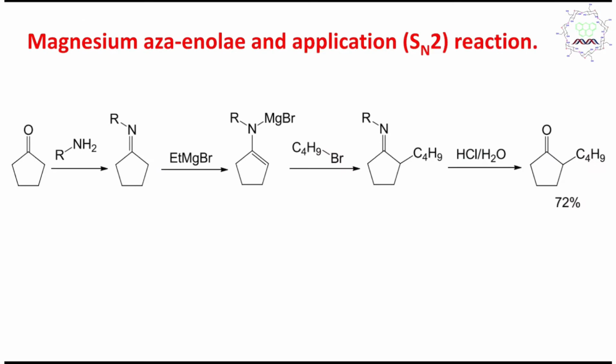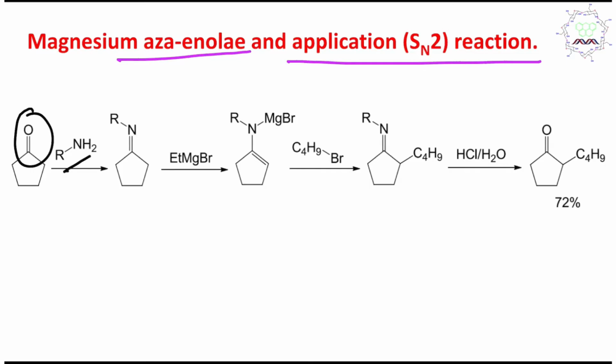Now let's discuss another one, the magnesium azaenolate and its application in SN2 reaction. The previous one was also an SN2 type reaction, but this is a different type of reaction. First, this azaenolate is prepared. For preparation, the carbonyl first reacts with an amine to produce the imine. Then this imine undergoes reaction with MgX, or ethyl magnesium bromide. We know a Grignard reagent can do two reactions: one is as a base and second it can act as a nucleophile.